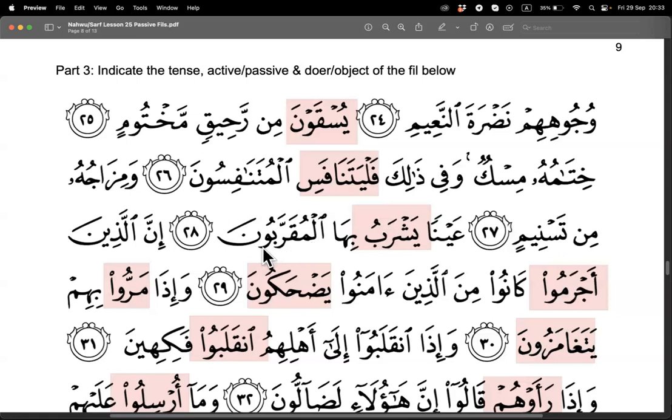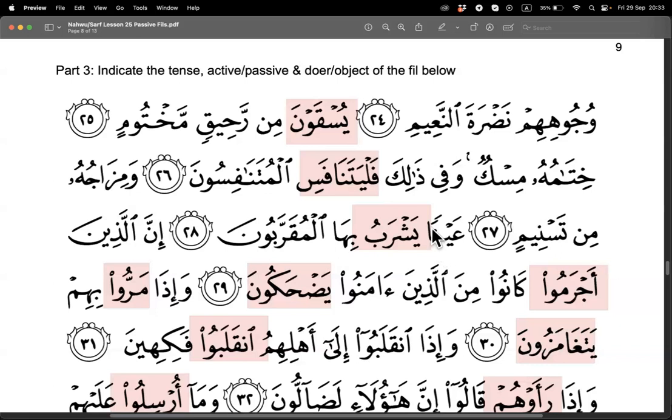Al-muqarrabuna will be isim marfu, and I believe this one will be the fa'il of yashrabu. Yes, very good. So what is this ha going back to? I can guess. Okay, going back to either aina or tasnim. Okay, it is to the ainan.